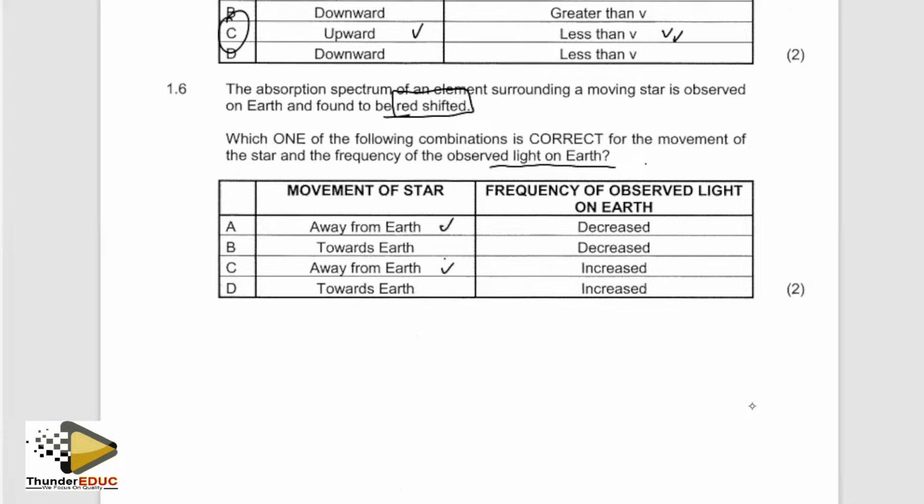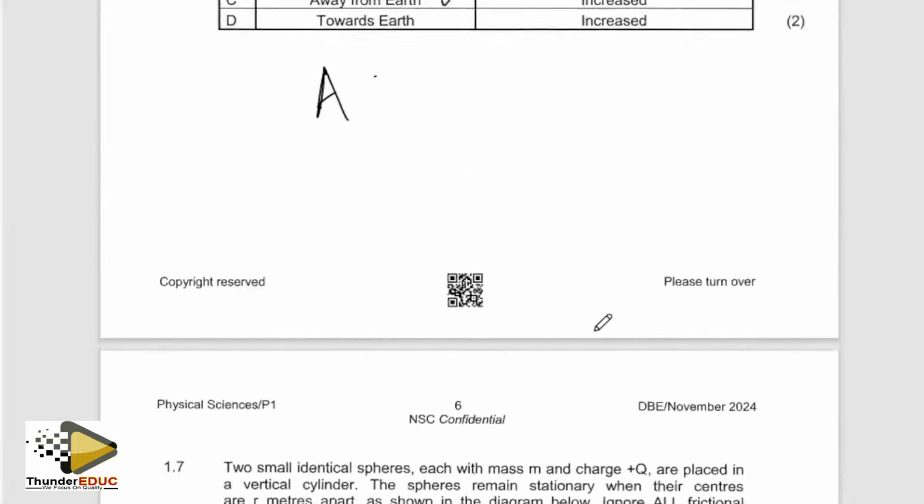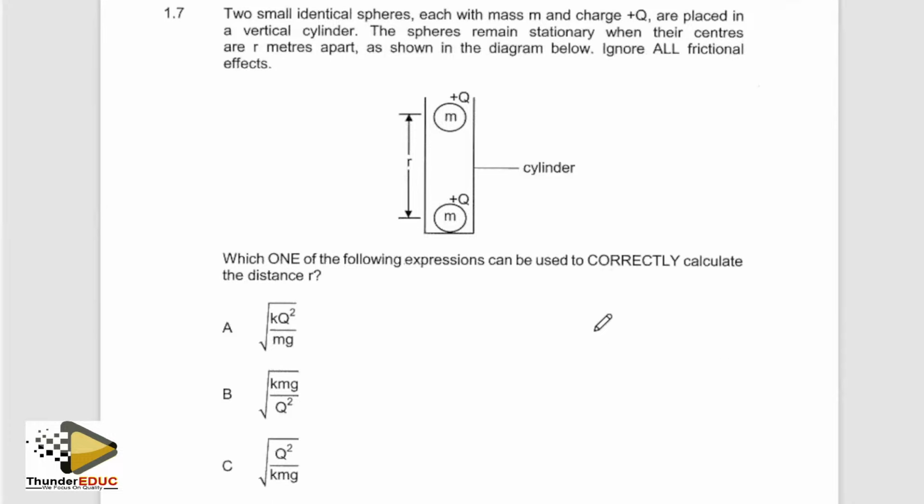Now, if the star is moving away, it simply means that the wavelength is increasing. As the wavelength increases, the frequency must decrease. So I'm going to go with option A, which talks about moving away, but then the frequency decreases, because the question is focused on the frequency. So option A will be my best option for 1.6. I would have gone with that.